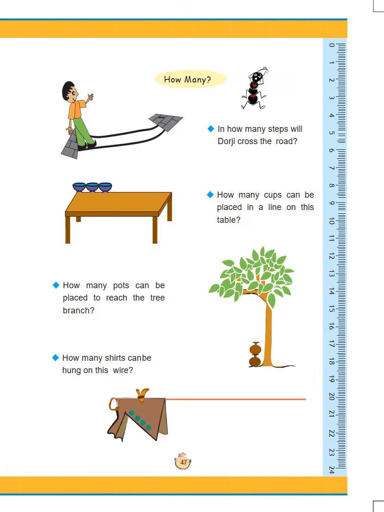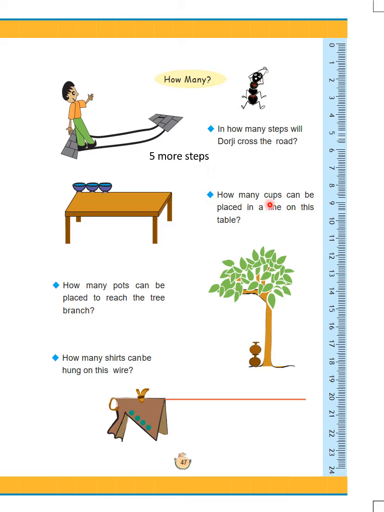Now come to page number 47. Here in this activity we have to count how many. In how many steps will Dorji cross the road? So, if we count, Dorji will cross the road in approximately 5 more steps.